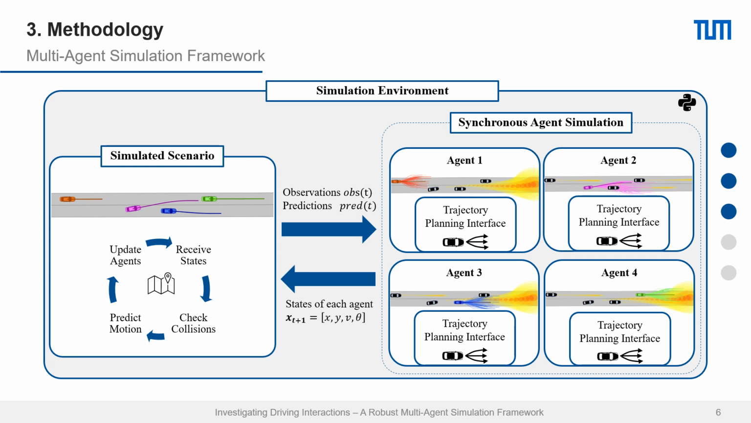To calculate the predictions, we use a neural network, but it is easily possible to integrate alternative approaches. In each time step, all agents perform one planning step and update their future trajectory simultaneously. The new positions are then aggregated in the global scenario and checked for a collision. Based on the new states, agents update their observations and the procedure repeats.